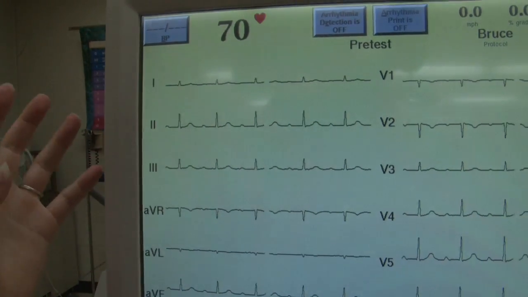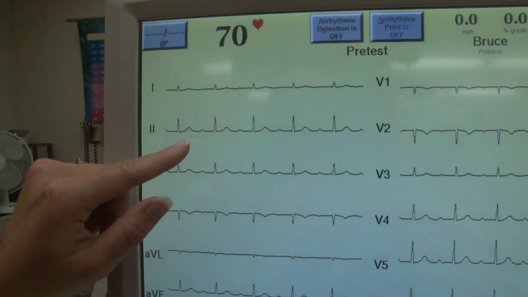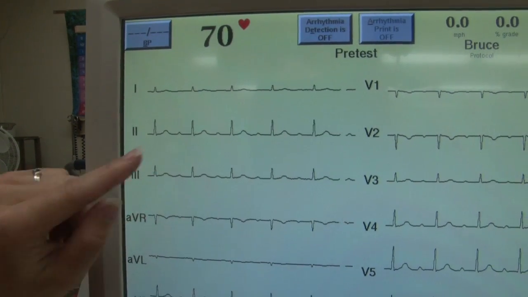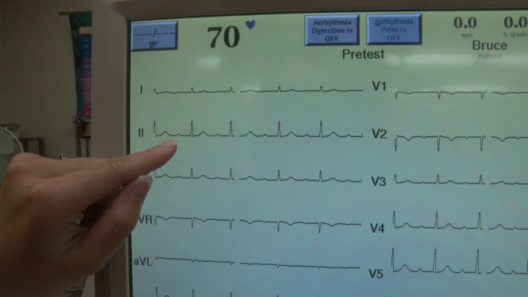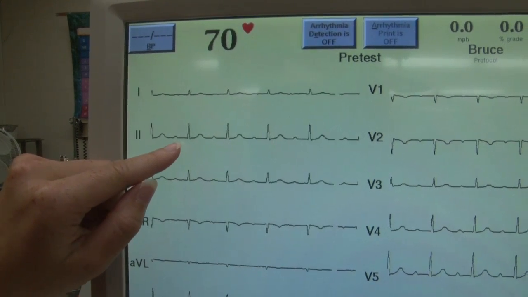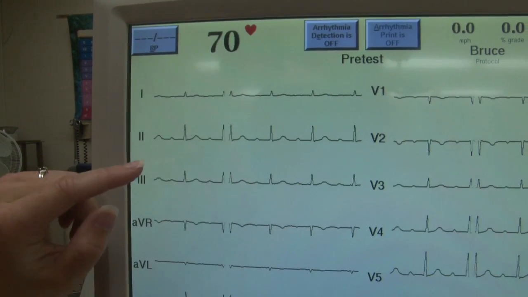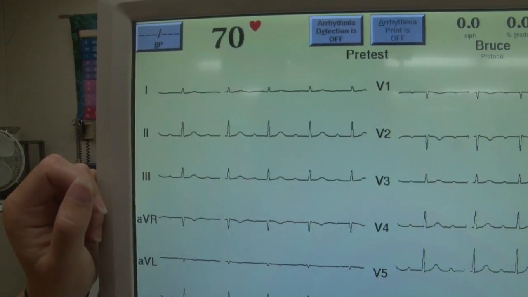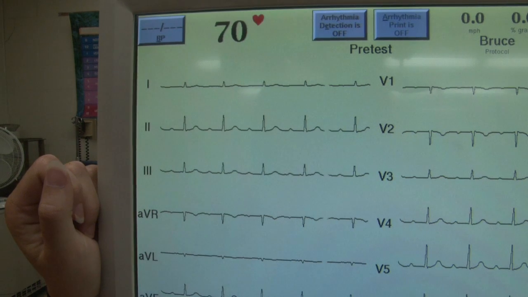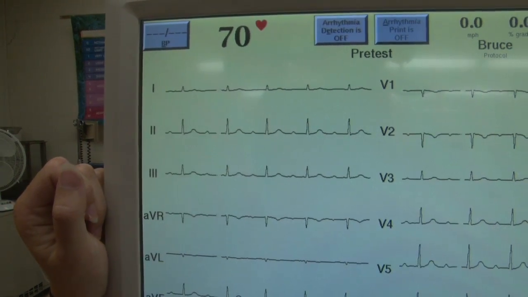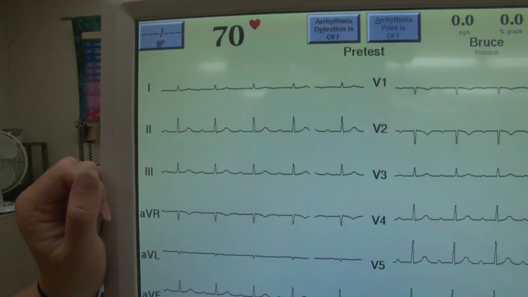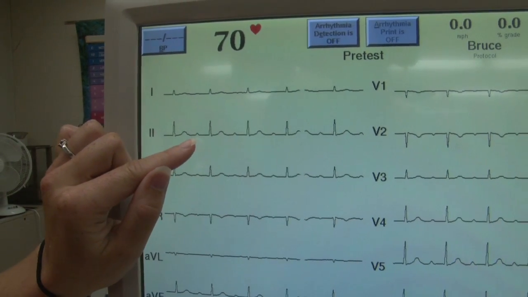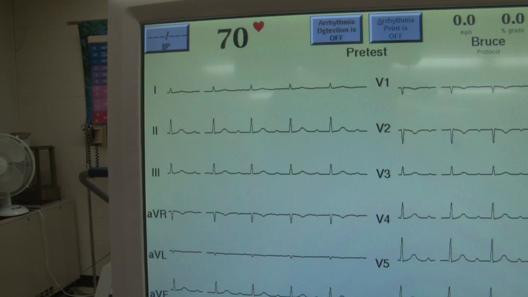On here, the first degree AV block is signified by the extended PR interval, which is a long gap between the P wave and the QRS complex. This represents a delay between the atrial depolarization and ventricular depolarization. As we stated before, an AV block is classified when this interval is longer than 200 milliseconds.